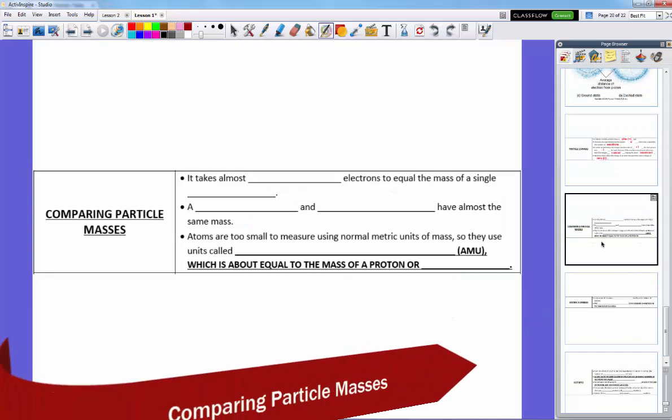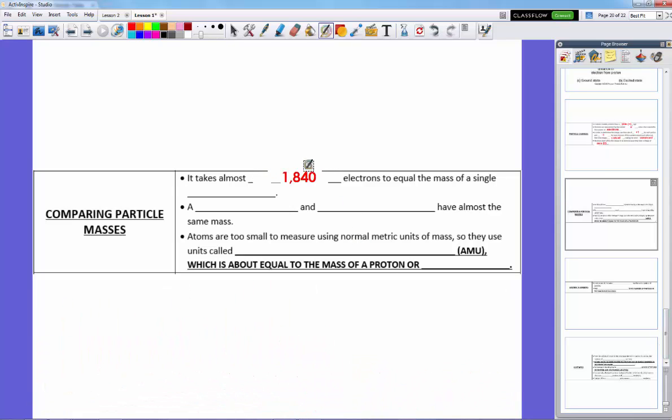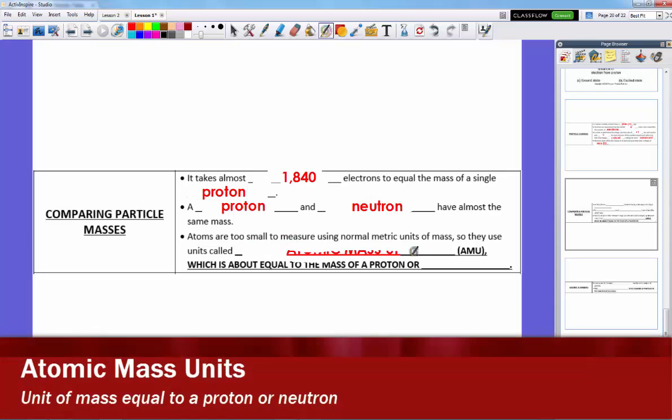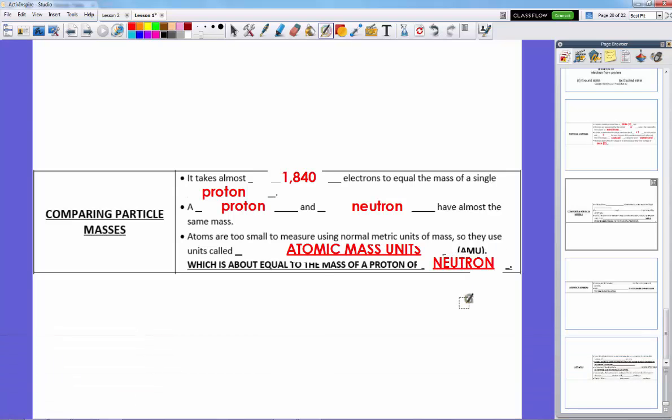And now we're just going to roll through some last stuff real quick. It takes almost 1,840 electrons to equal the mass of a single proton. Electrons are really, really lightweight. They have almost no mass at all. But a proton and a neutron have about the same mass, and so we compare the masses of particles and actually atoms themselves. We don't use metric units; rather, we use a unit called atomic mass units, or AMUs, which is about equivalent to the mass of a proton or a neutron, since they have about the same mass. So if something has 15 AMUs, it has the mass of about 15 protons or 15 neutrons.